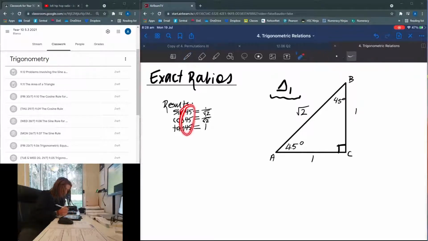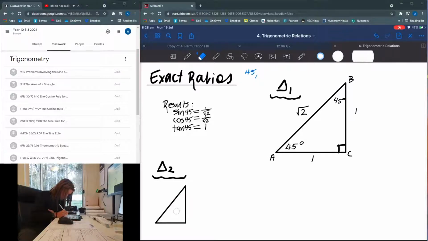So 45 is a special case. There's actually a bunch of angles that are special, the special angles being 45. The next one I'm going to show you is, let's call this triangle 2. What way should we draw this? Let's draw it like this.